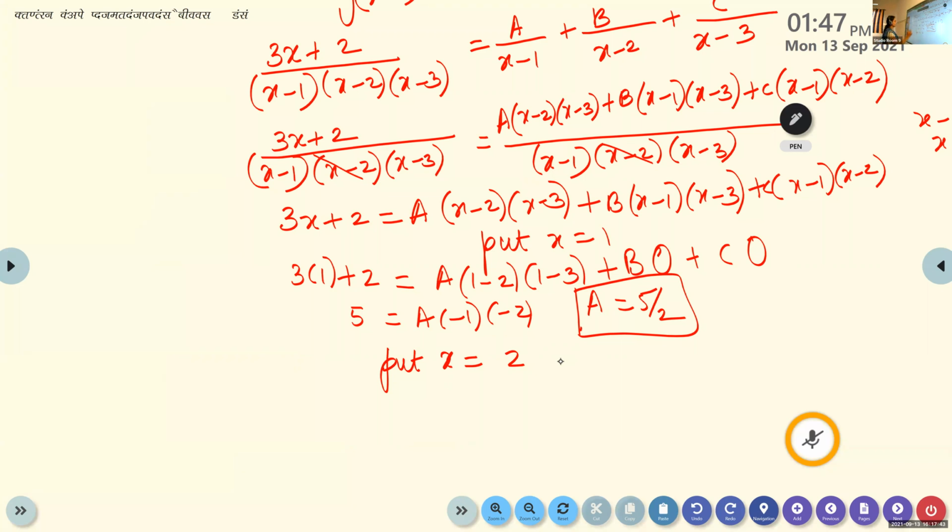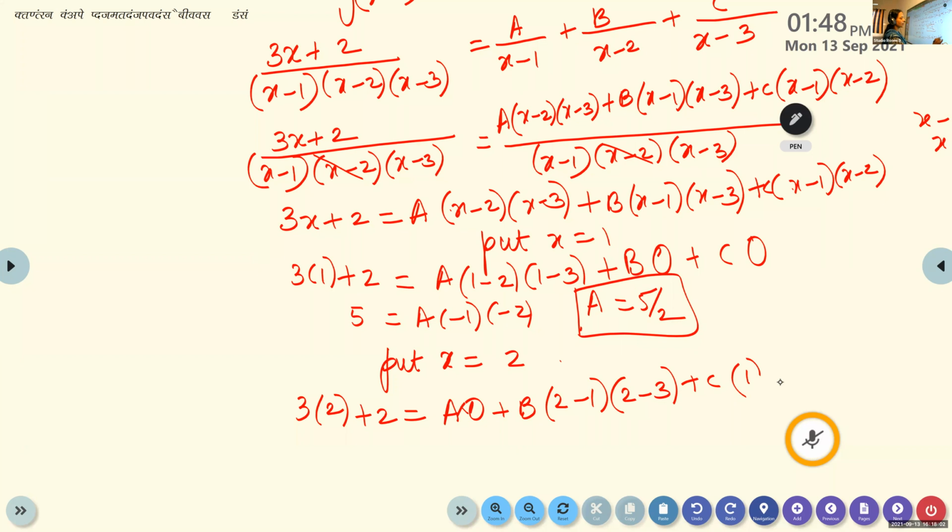So when you put x is equal to 2, it will become 3 into 2 plus 2 is equal to A into 2 minus 2, 0, A into 0, plus B into 2 minus 1 into 2 minus 3, plus C into 2 minus 1, 1, into 2 minus 2, which is 0. So we get 8 is equal to B into 1 into minus 1. So minus B is 8, therefore B is equal to minus 8.